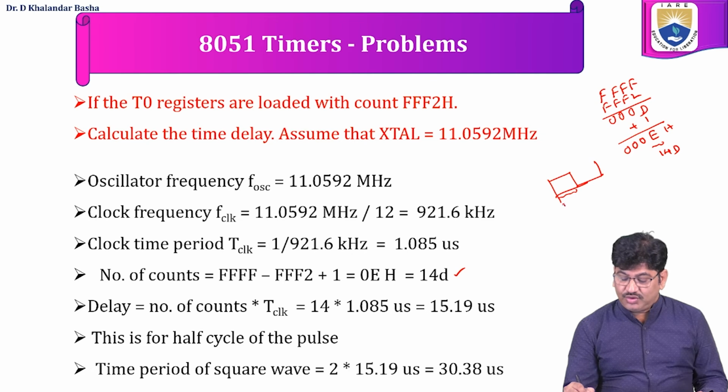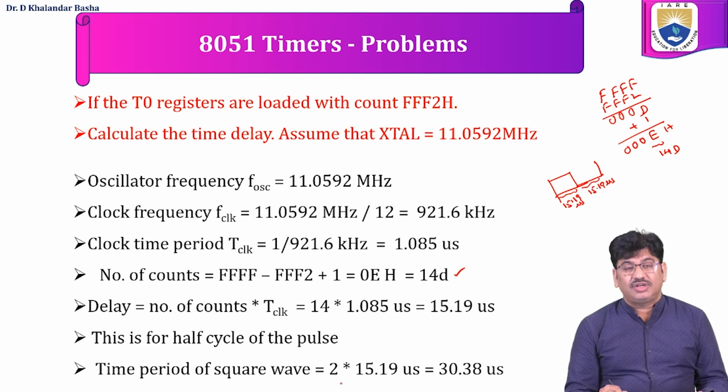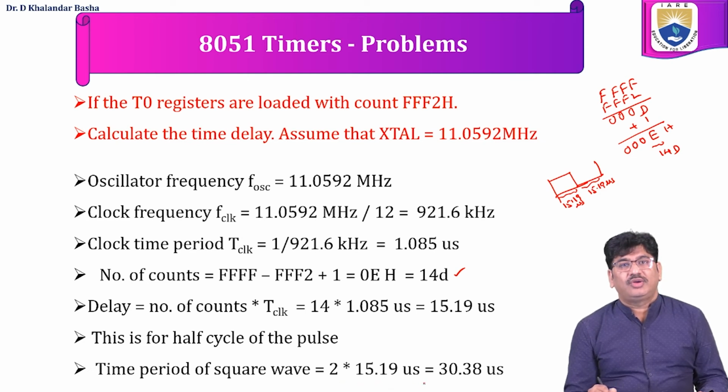So the duration which we got is 15.19 microseconds, and for logic 0 it will also wait for the same amount of time. So the total time period of the square wave is 2 into 15.19 microseconds, which will give us 30.38 microseconds.